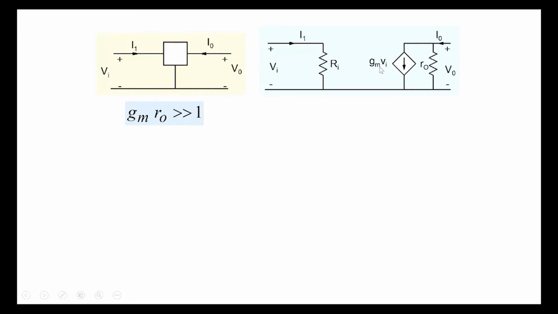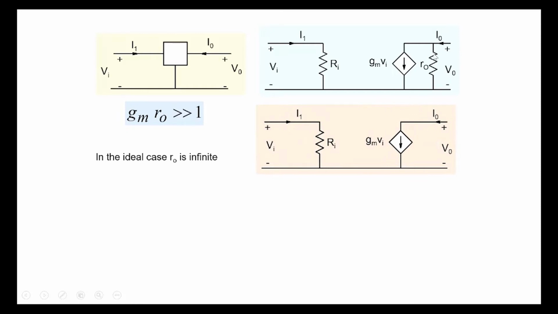So let's assume that we have a device with GM times R0 much, much larger than 1. And in the ideal case, if you're thinking of an ideal amplifying transistor, then what we would like is that R0 is infinite. In that case, I0 has no sensitivity to V0, but I0 of course has significant sensitivity to Vi here. So an ideal transistor would be a device with R0 equal to infinity. So let's build that ideal transistor here. Let's remove R0 here, and this is the device that we get.